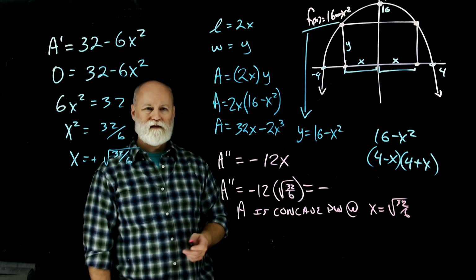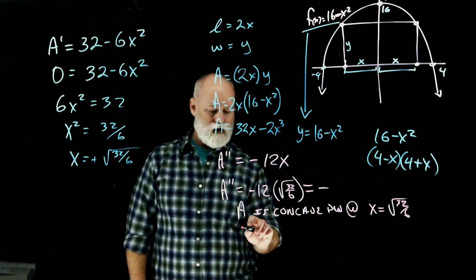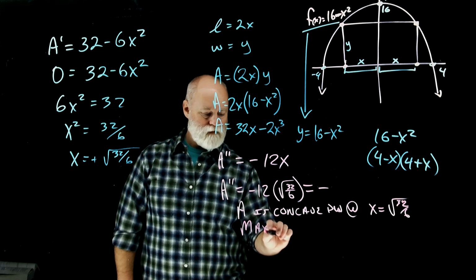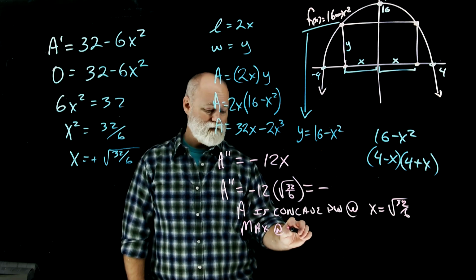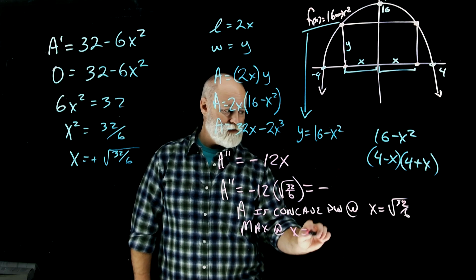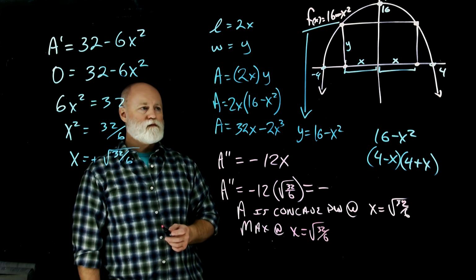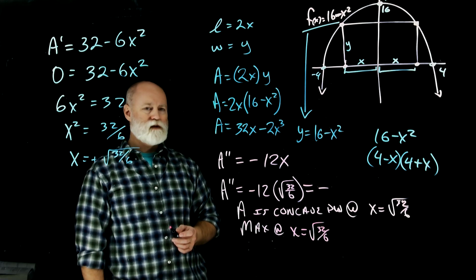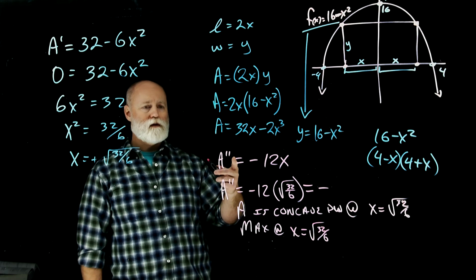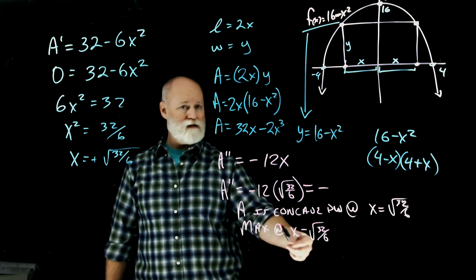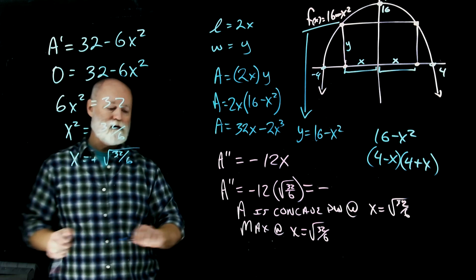Well, if I know it's concave down at that spot, then what else do I know? Then that means I have a maximum at, and keep in mind, this isn't the maximum, this is where the maximum is at. We have a maximum at x equal to the square root of 32 over 6. All right. So now what we have is the first piece of our dimension. Now, this isn't our dimension, this is the value for x.